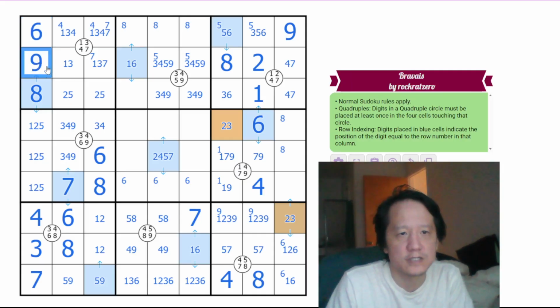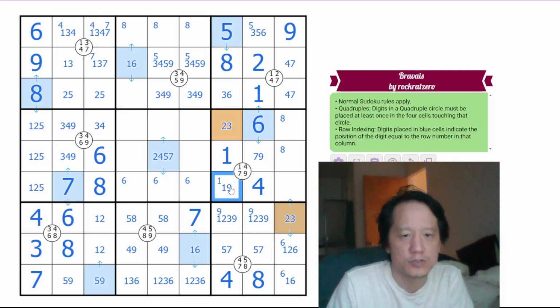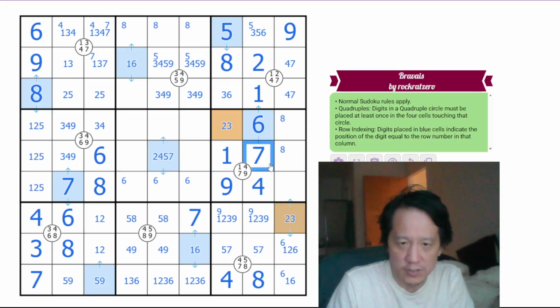So this is 6 and 9. 6 eliminates 6 here. So this is 5. That indicates 1 has to be in the 5th position. So this is 1, which makes this 9, which makes this 7. This can't be 1 or 9 anymore.